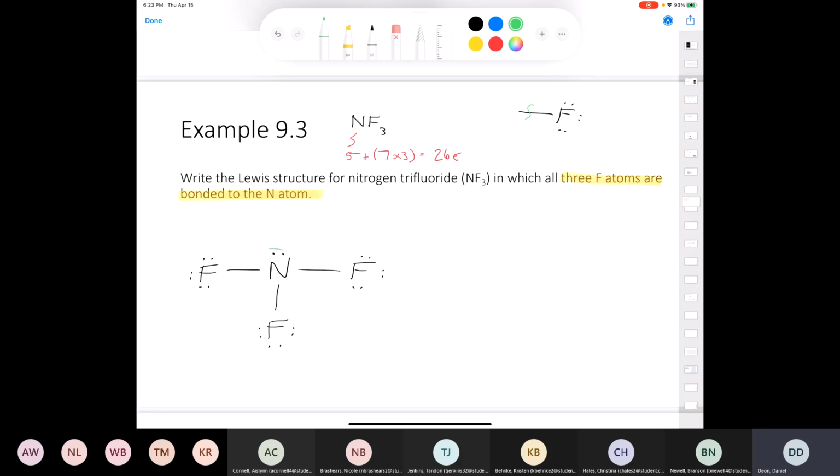Look, 1, 2, 3, 4, 5, 6, 7, 8, hot dog. We have a wiener. Everybody is happy. There we go. We have a beautiful Lewis structure. Give me a thumbs up if you follow me on that.